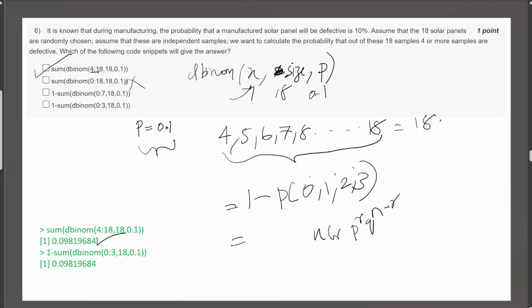But still, just to know that there is another way to solve this, we can do it as 1 minus sum of dbinom. The 0 to 7 gives values from 0 to 7, which is not relevant to the current discussion. If it is from 0 to 3, then it makes sense. So this also gives the correct answer. It is another way of solving the same problem.